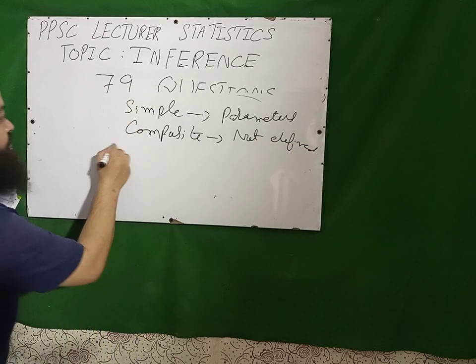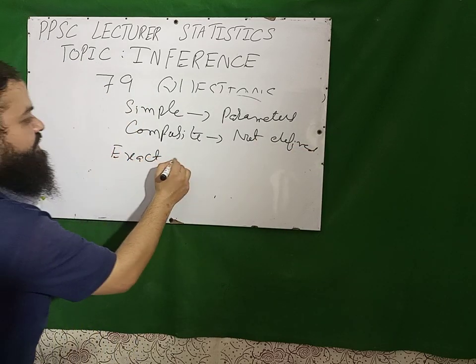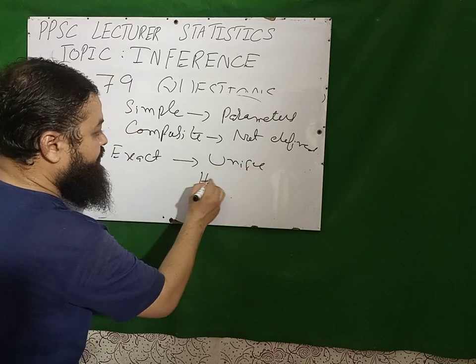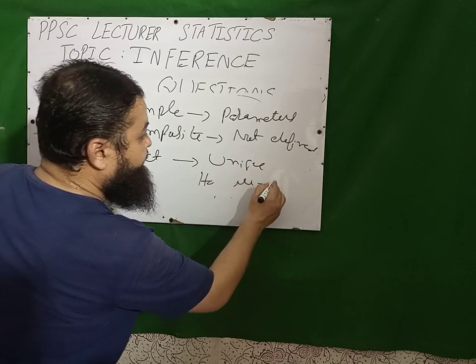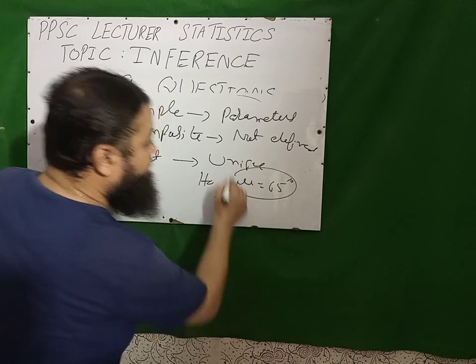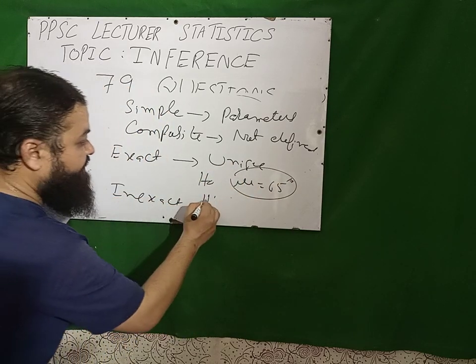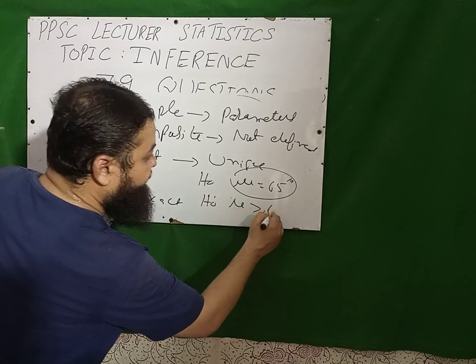Next is exact hypothesis, which has a unique value. For example, H naught is mu is equal to 65 inches. It is a unique value. It is exact. Inexact, whenever we have H naught, mu greater than or equal to 65.